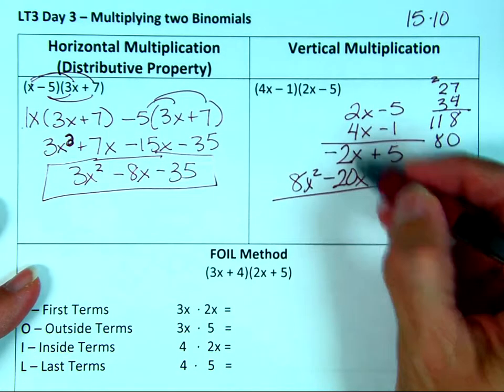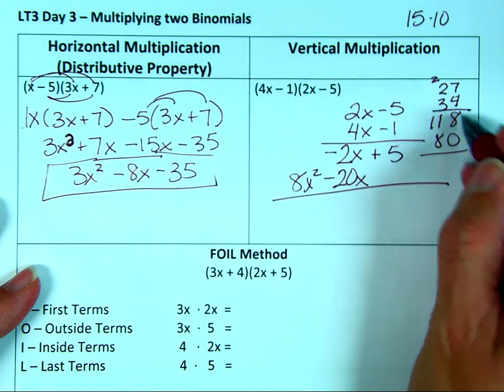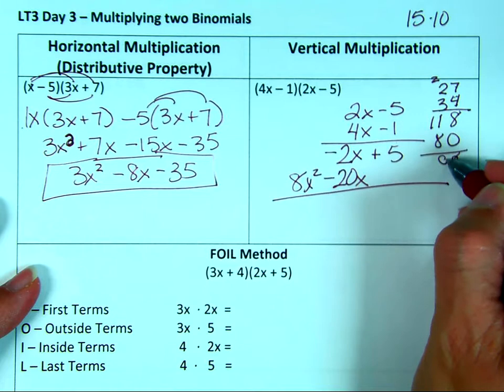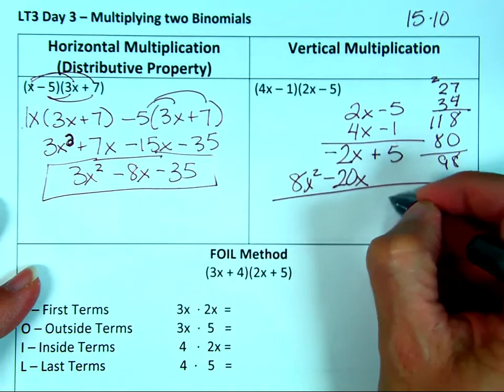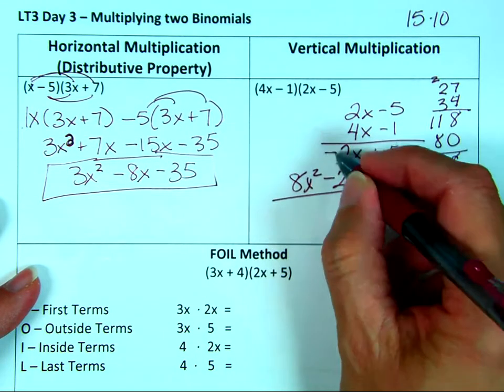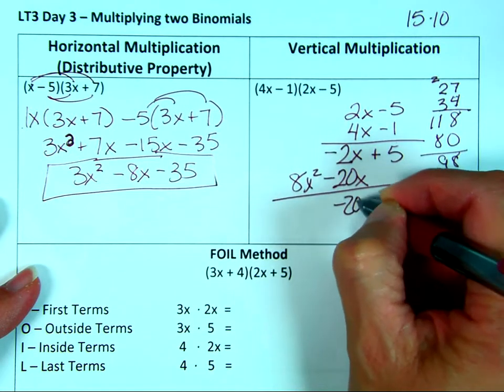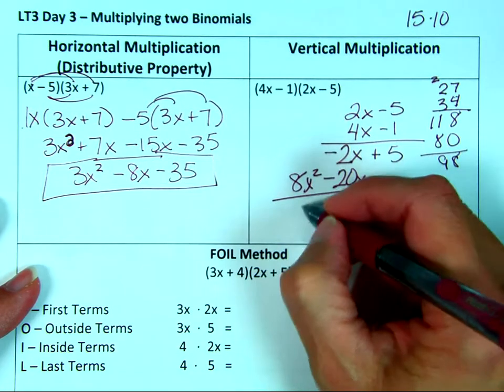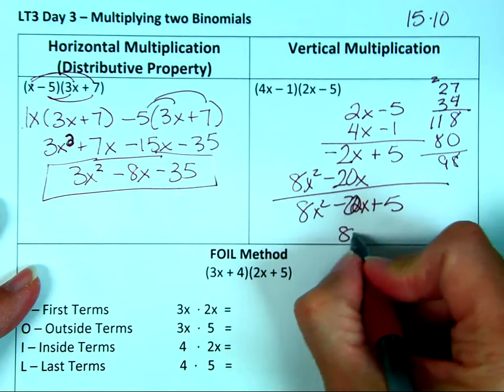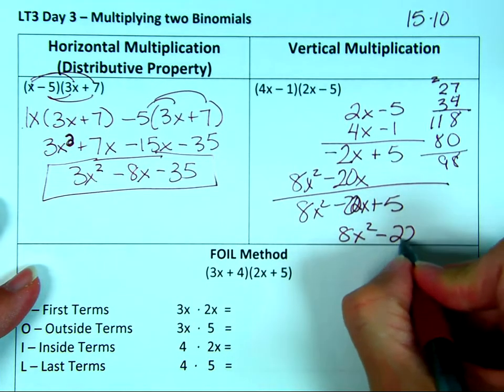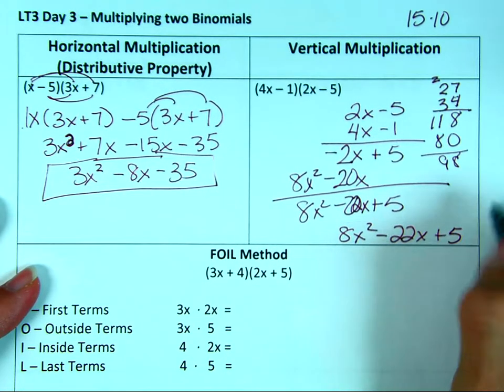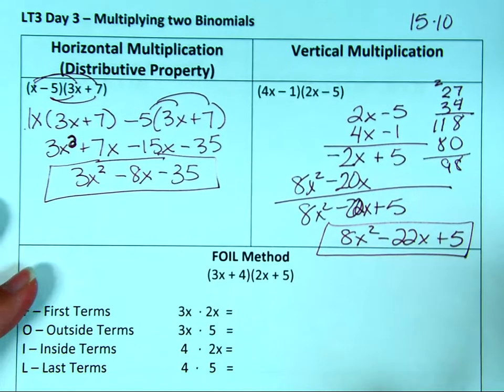And then we just add, just like you would have done there. You would have added the 8 and the 0, the 1 and the 8, etc. So we're going to say 5 plus a negative 2 plus a negative 20, or minus 20, is negative 22x. And then 8x squared. So let me clean that up. 8x squared minus 22x plus 5 is our answer. Okay, so that's the vertical method.